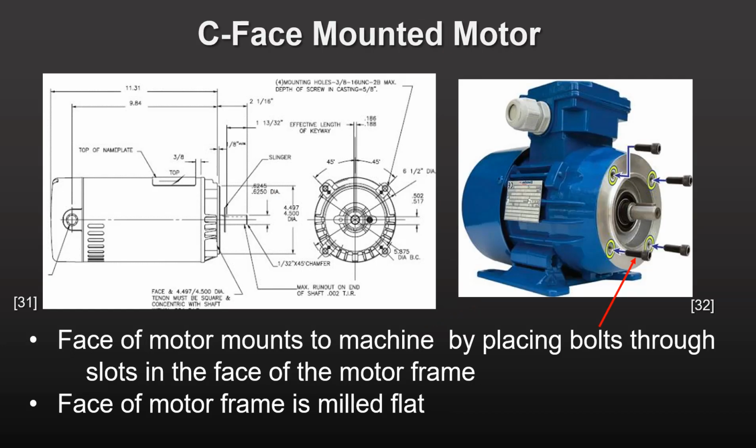In a C-faced mounted motor, the 4 tapped holes are placed in the face of the motor as opposed to the machine. The holes are spaced 90 degrees apart and 45 degrees from the XY axes of the motor face. The size of the motor frame determines the diameter of the bolt circle. The 4 screws butt up against a solid metal plate of the machine that the motor is mounted to.